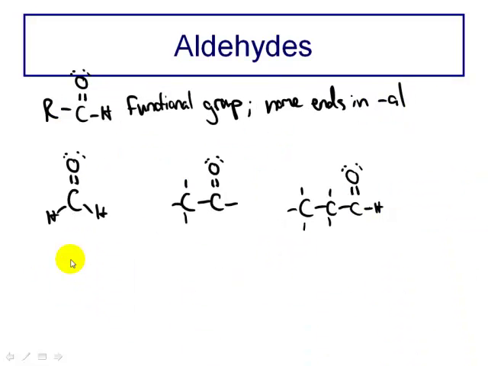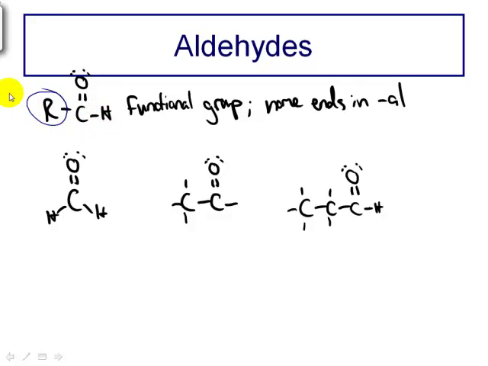Aldehydes, something else. This may show up in the multiple choice. I don't anticipate there being a large response about it, but just in case. An aldehyde has got this functional group in it. You see, it's got the carbon double bonded to oxygen, and then it's got a hydrogen on this side, and then over here it says R.